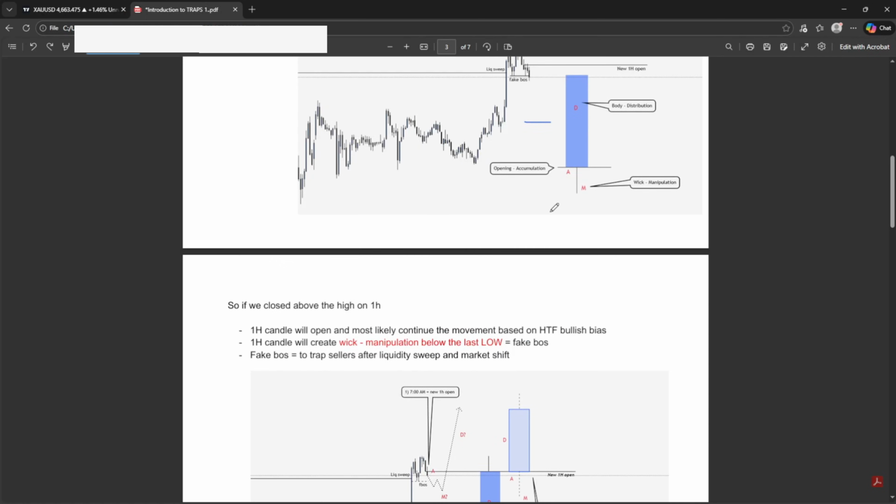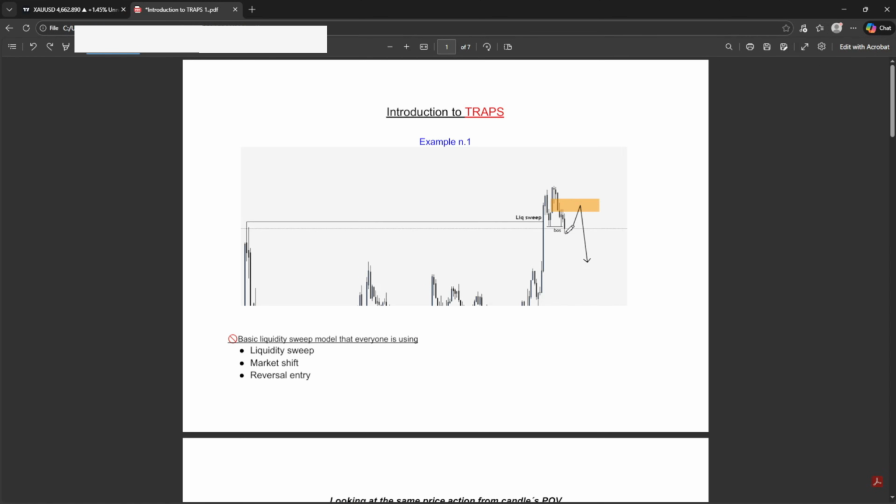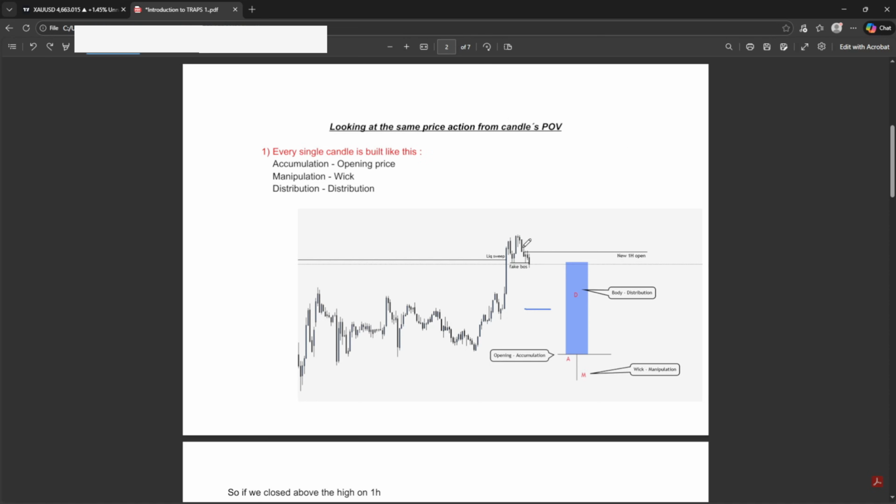Now let's go to this PDF. As I said before, this is the model for most people just trying to catch reversals instead of continuations from these levels to go higher. So there's the entry model that everyone is using, but we understand that liquidity sweep and market shift mean nothing, because this could be just the new hourly candle open creating the wick, aka manipulation, and then continuing higher, aka distribution. That's all you need basically.